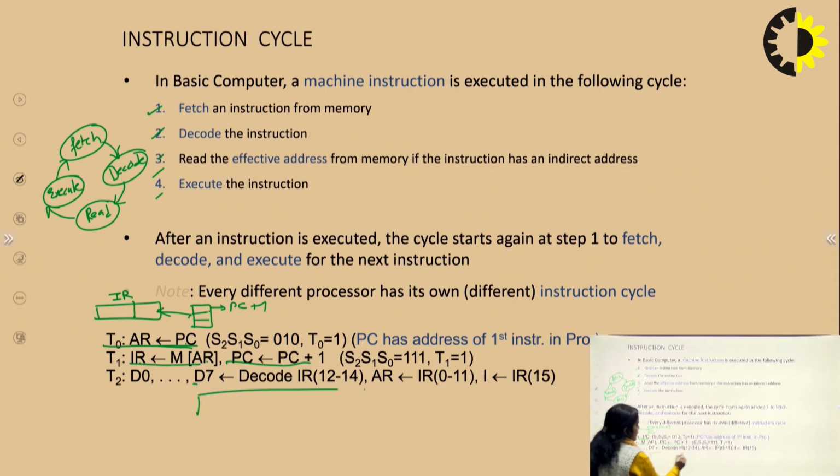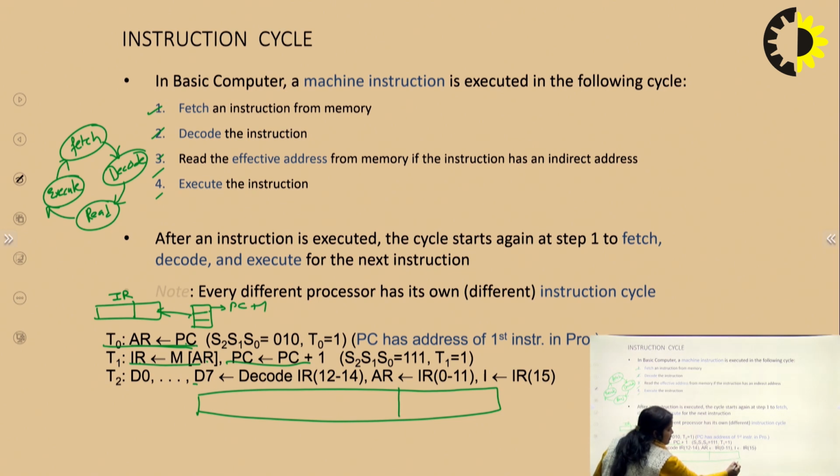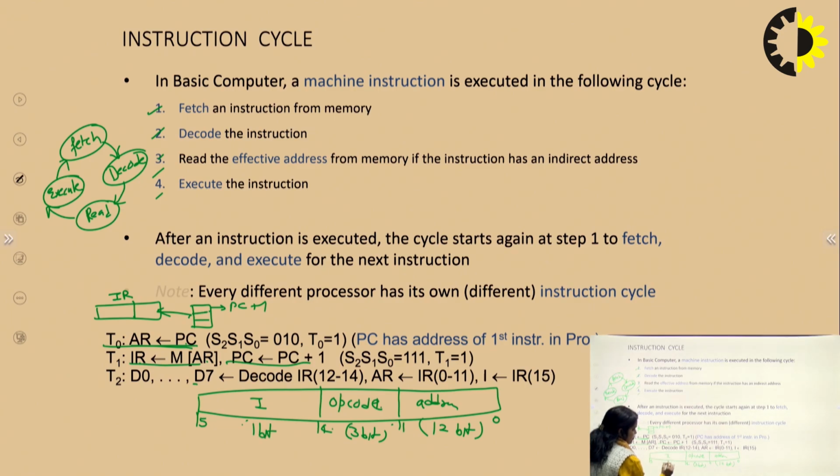Now, the last one, here you can see D0 to D7 is the decode IR. You can simply understand by this. There is an instruction register. Instruction register bits 0 to 11 represent the address. Next, 12 to 14 represent the opcode. And next, bit 15 is the mode. This is the 3-bit value, this is the 12-bit value, and this is the 1-bit value.